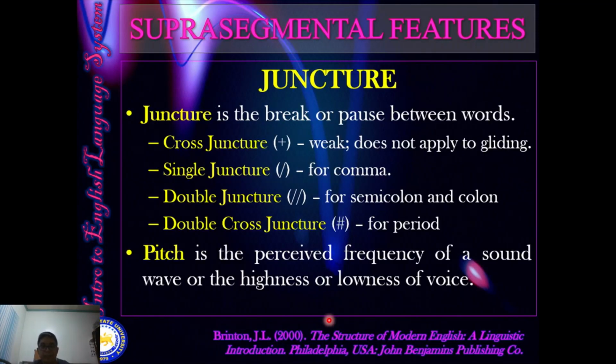So, now, let's go to the juncture. It is the break or pause between words. Your cross-juncture class may be weak, single juncture for comma, double juncture for semicolon, and double cross-juncture for period. Basically, class, this is what we really put in sentences, especially when we want pauses in between the words we say.